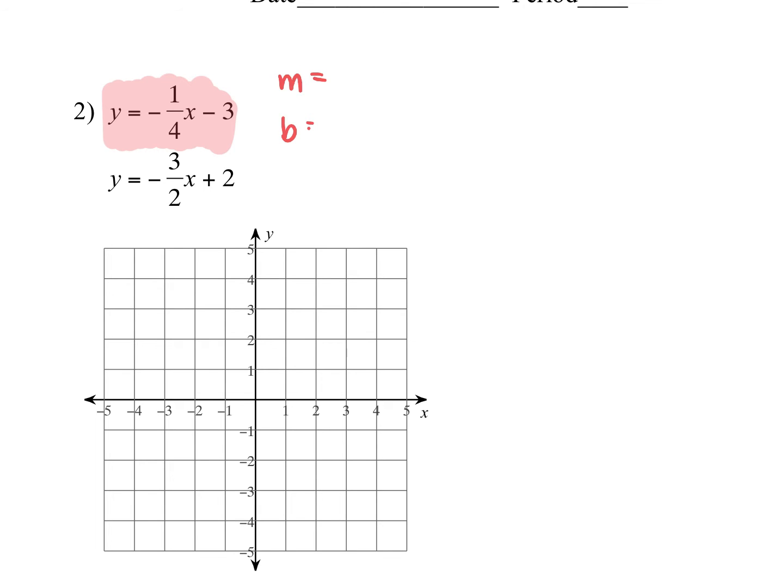Okay, hopefully you have paused this video, tried it out, and checked your answers with me. Our b value is negative 3, and my slope is negative 1 over 4. So I'm always starting with my b value at negative 3. Then I'm going up 1 over 4 in the negative direction. I'm going to keep going all the way along my graph here, and then go ahead and draw my line.